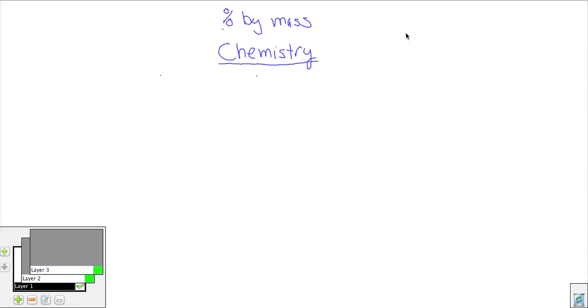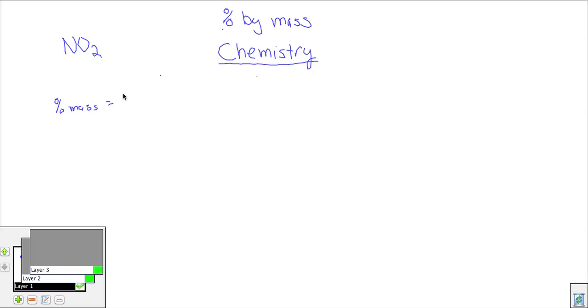Hey guys, in this installment we're going to be looking at the idea of percent by mass. This is really not a super complicated idea, and all you've got to know is the chemical formula. So let's say we had nitrogen dioxide, which is NO2, and I asked you, what is the percent by mass? There's a little equation you're going to use.